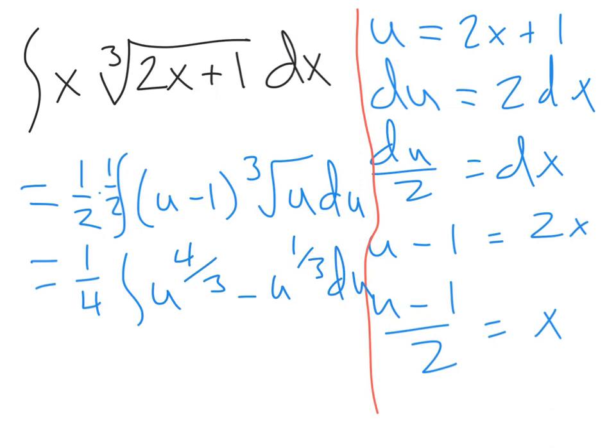And this is really simple to do because now it's powers. So you can do the power rule for each piece separately, adjust your constants, multiply the 1/4 back in, and then remember at the very end, resubstitute back in for your u.